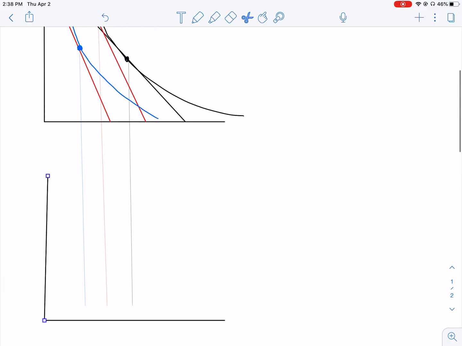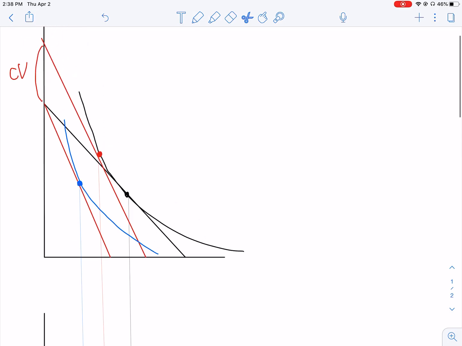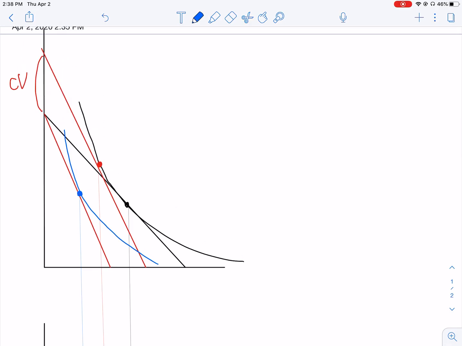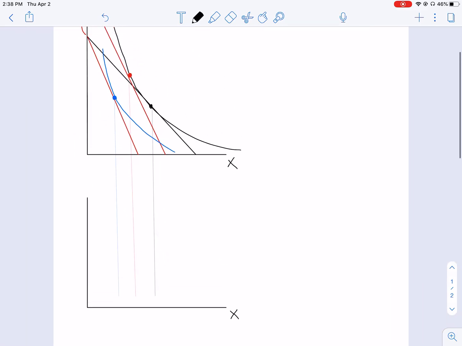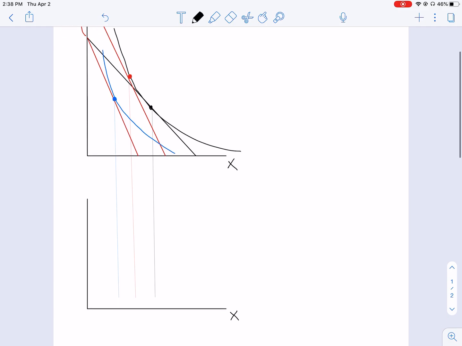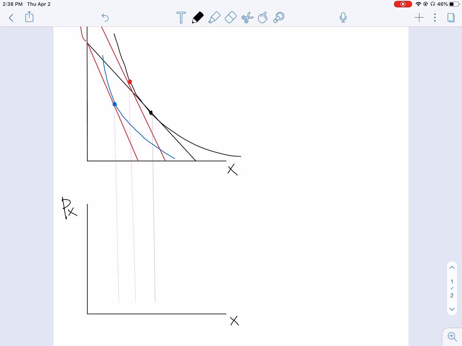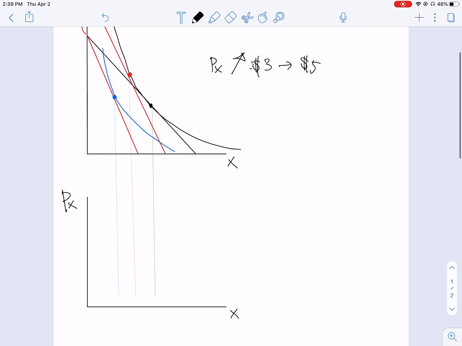So this was commodity X, and this was commodity Y, right? So we're drawing a different picture, but similar. The x-axis is how much you consume X, and the y-axis is the price of X, right? So the situation is the price has gone up, let's say from $3 to $5, something like that.